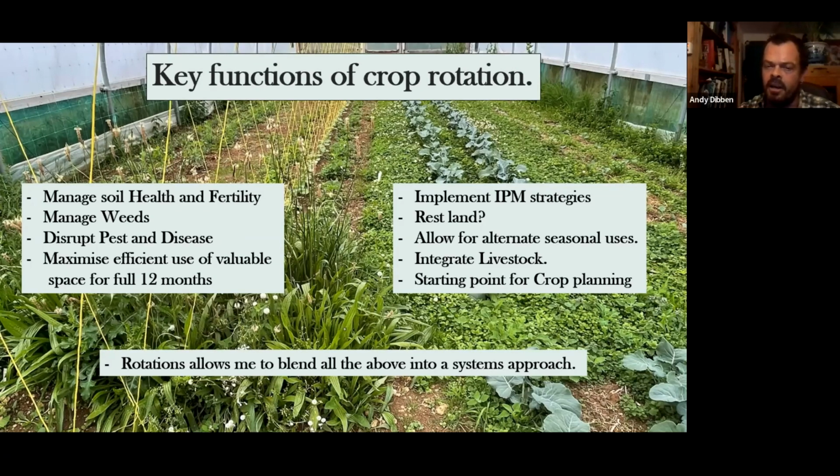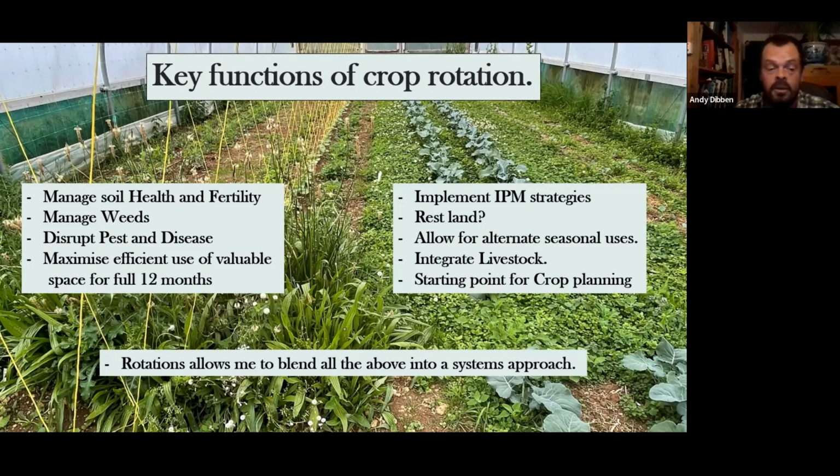And then the last thing, rotations for me are the absolute starting point for all of my crop planning. I have my rotation and then I build everything on top of that. And Phil touched on whether there are systems which, quite healthily for the soil, don't rely on rotations. You could argue that nature doesn't do rotation, or if it does, it's on a very, very long time scale.